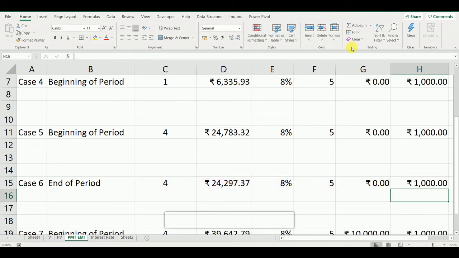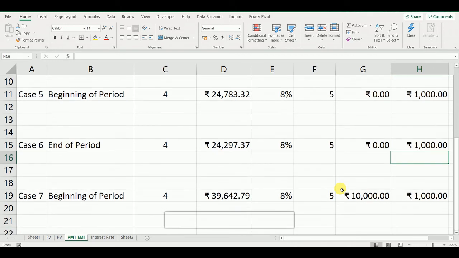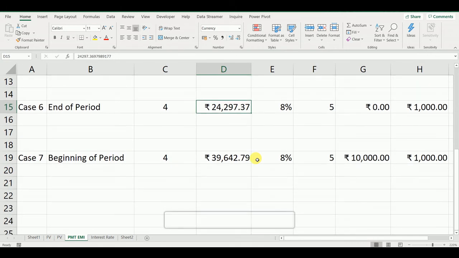So here also we are getting, if we want to invest 1000 per quarter at the rate 8%, so after 5 years we will get 24,297.